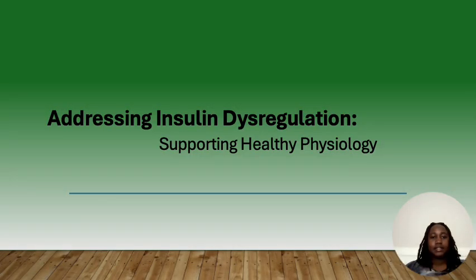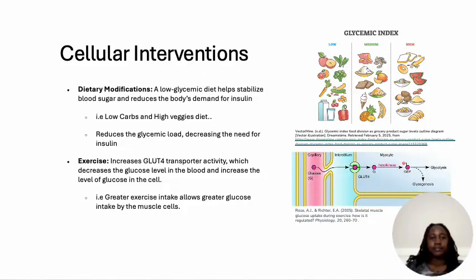Addressing insulin dysregulation, supporting healthy physiology. On a cellular level, one of the main ways to address insulin dysregulation is dietary modification. Imagine having a high carbohydrate rich meal and your blood glucose going up. So, to avoid that, we want to have a low glycemic diet that helps stabilize the blood sugar and reduce the body's demand for insulin. That looks like eating more veggies and having a low carb diet.